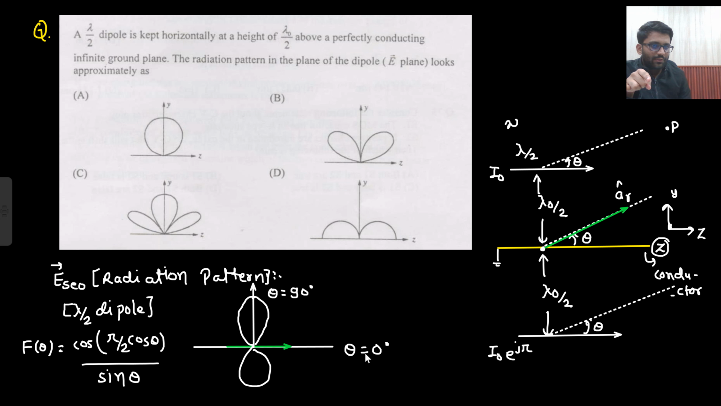And why is this theta equals to 0 degree? Because this is your z axis. And why is it theta equals to 90 degree? Because this is your y axis. So this is how the radiation pattern of the single element will look like. And it is ending at 1.